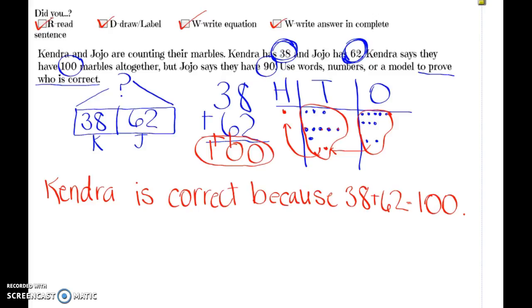Go ahead and finish this problem. If you have any questions, are still confused, go back and watch the video again or ask your teacher to have her help you out on this one.